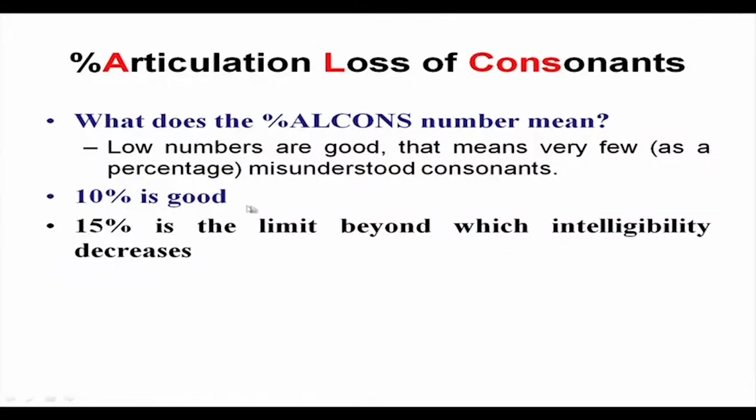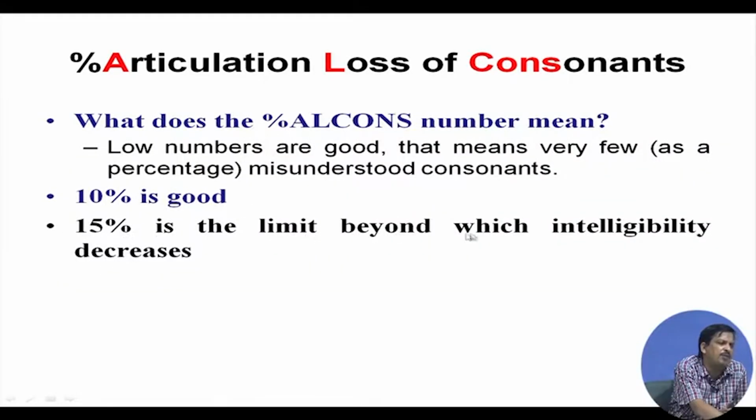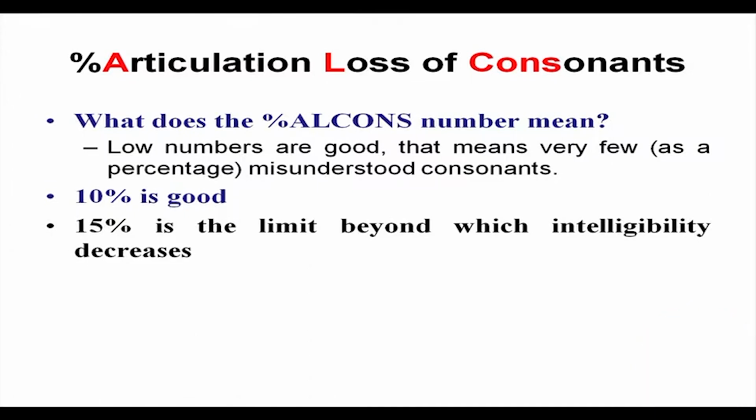So, there is a value: 10% is good and 15% is the limit beyond which intelligibility decreases. If it is more than 15%, the speech intelligibility of that auditorium is very low. Why did I say that some percentage loss of consonant is also acceptable?